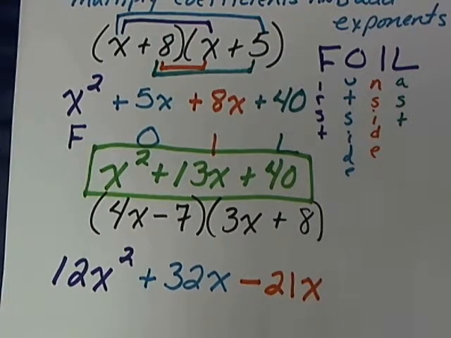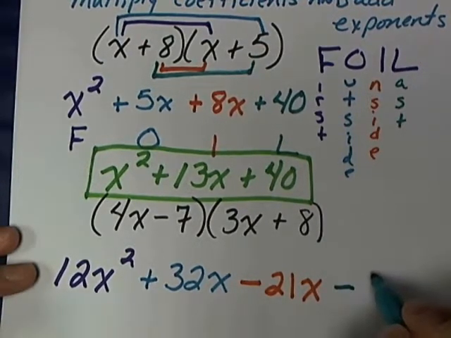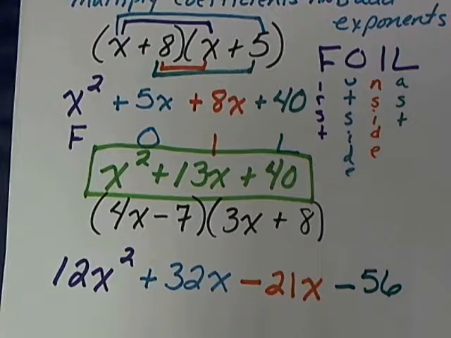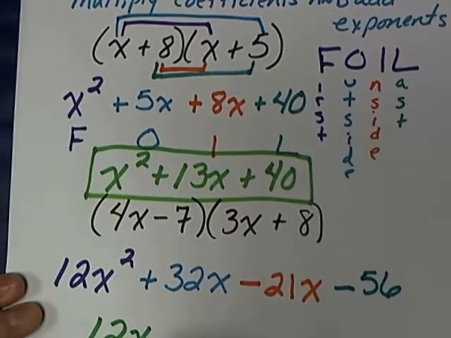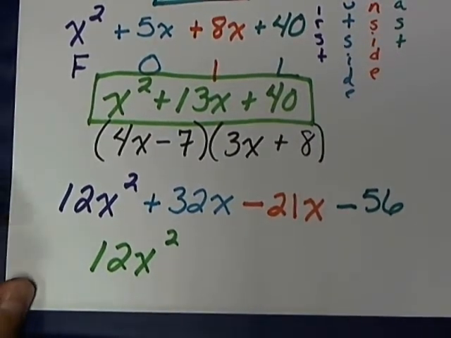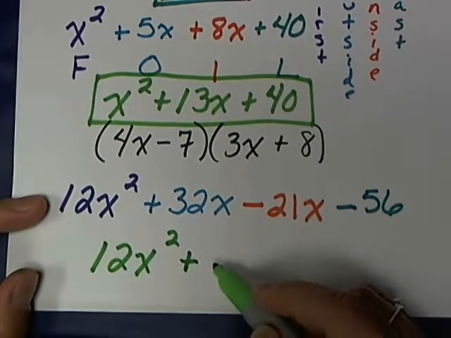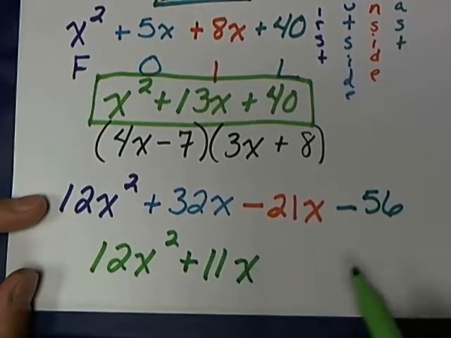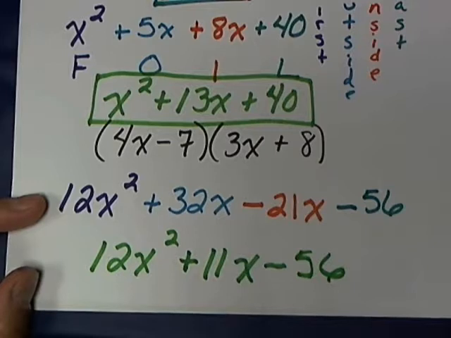And finally, we have our last terms, which is a negative 7 and a positive 8. That makes a negative 56. Once again, the outer and inner terms of FOIL are like terms, so we can combine those. Nothing's like the first one, so that comes along for the ride, 12x squared. Then I have 32x minus 21x. That's going to give me a positive 11x. And then the minus 56 comes along for the ride. And that's our final answer.